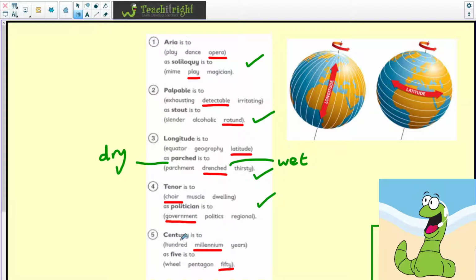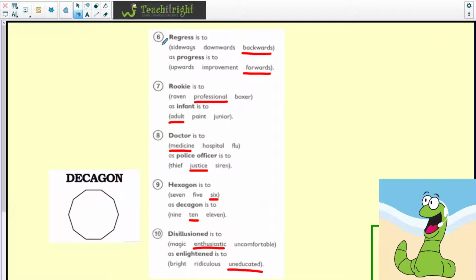Number 5, we've got century is to millennium. Now these are basically 10 times bigger. So if you think of a century, that is 100 years, and a millennium is 1,000 years. So they are 10 times bigger. So we need to multiply 5 by 10, and of course we get 50. So century is to millennium as 5 is to 50. Let's move on to the next one.